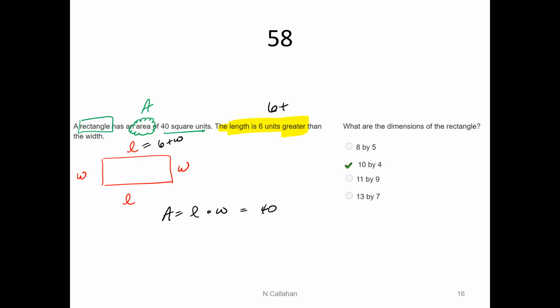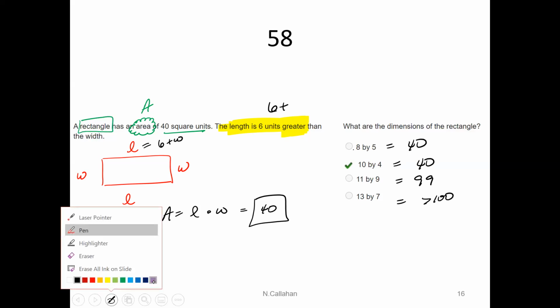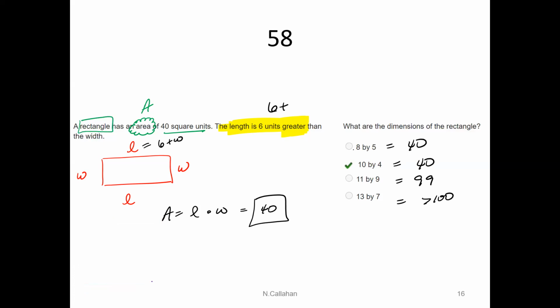Let's take a look at our options here. You know your area has to be 40. 8 times 5 is 40. 10 times 4 is 40. 11 times 9 is 99. 13 times 7 is obviously greater than 100. So which one is not going to be our answer? Yeah, it can't be C and D because I have to equal 40. So then looking at A and B, which one works? Which one makes the length 6 units bigger than the width?